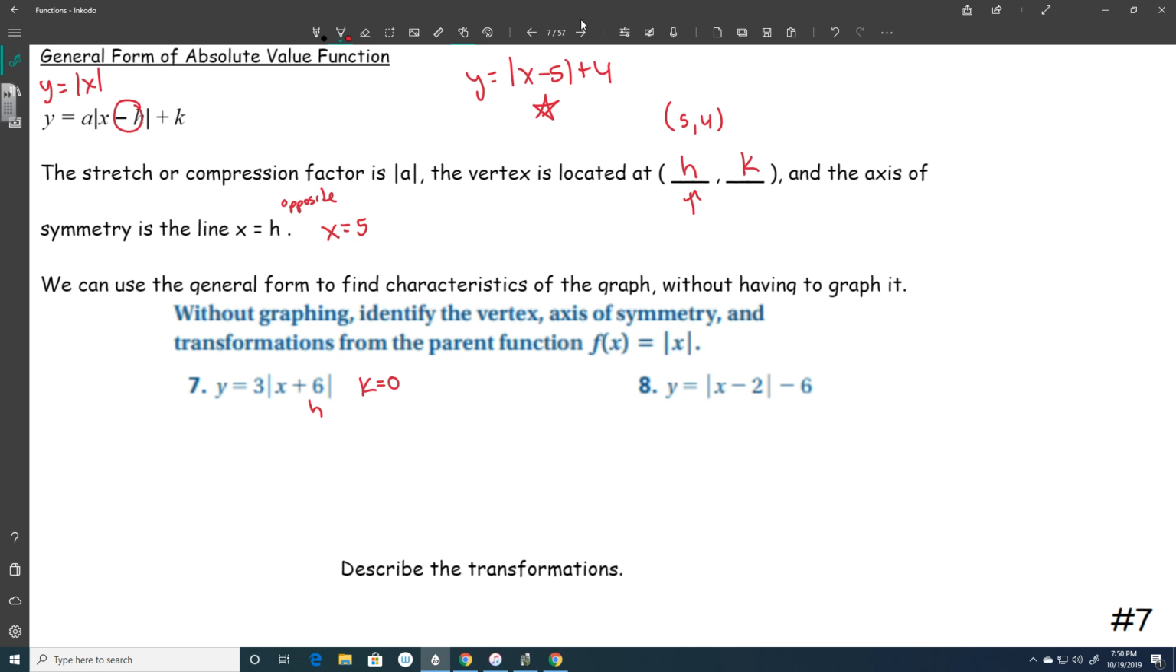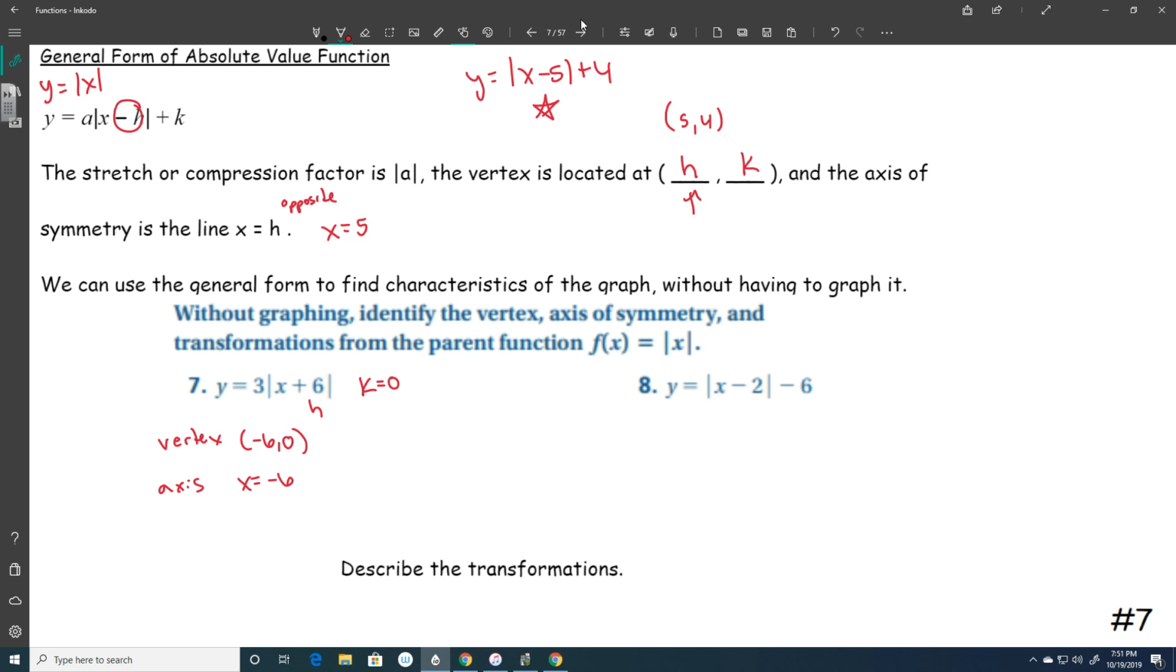So my vertex is going to be -6, 0, because I take the opposite of this, and there is no K, so it's 0. Okay. Now my axis of symmetry, I get x equals whatever the opposite of this is. So x equals -6. There's my axis of symmetry.